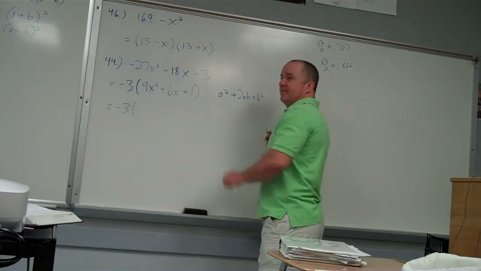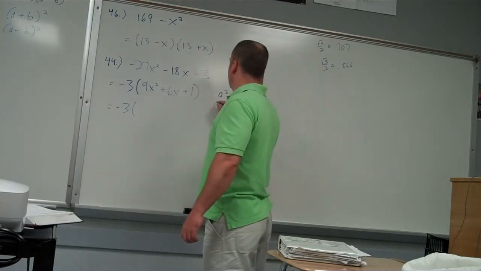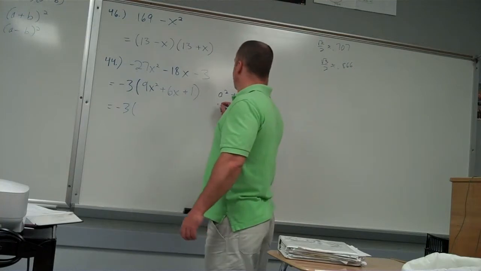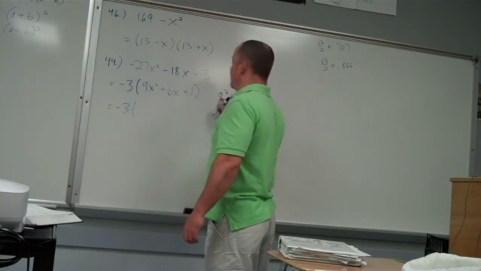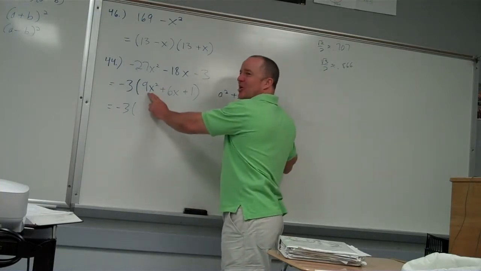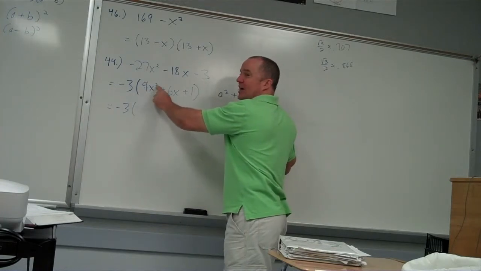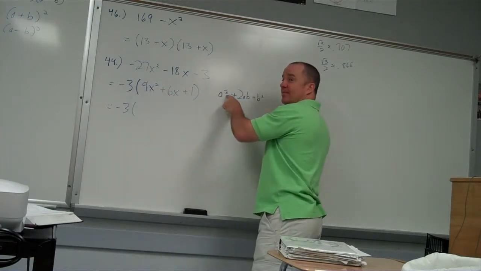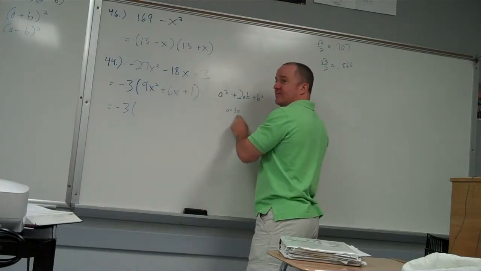But that's not the same. Where's the ab at? If I make my a 3x, what's 3x squared? That's 9x squared. I'm trying to see if 9x squared can be the same as a squared. So if 9x squared is the same as a squared, a would have to be 3x, right?